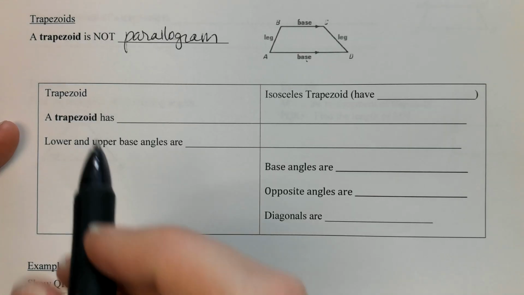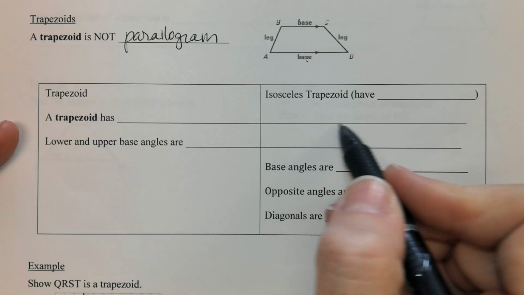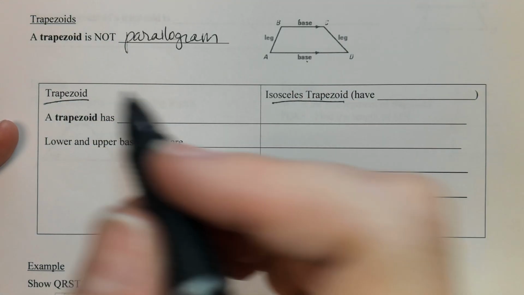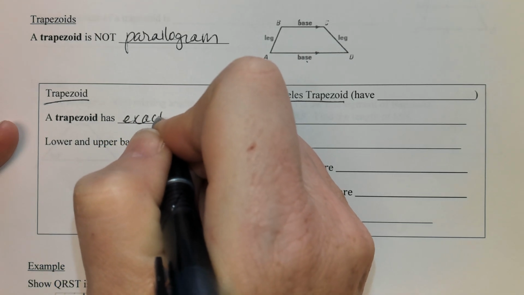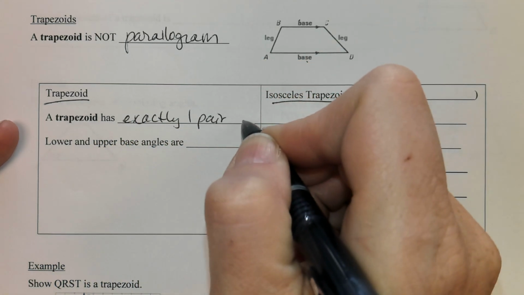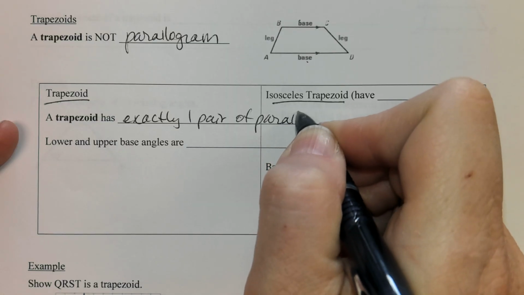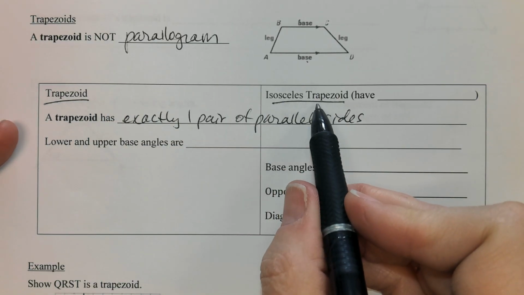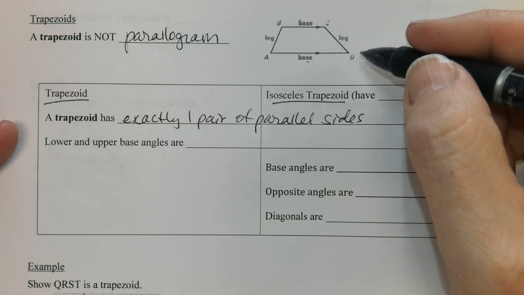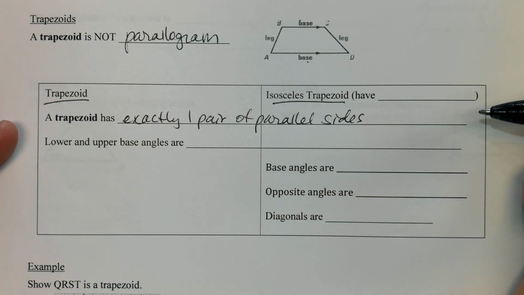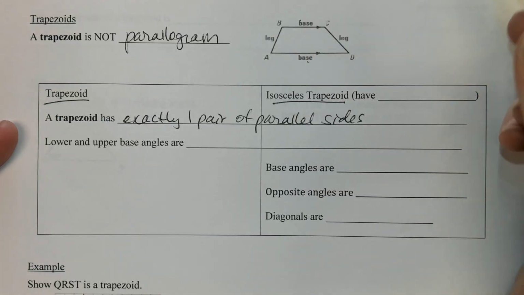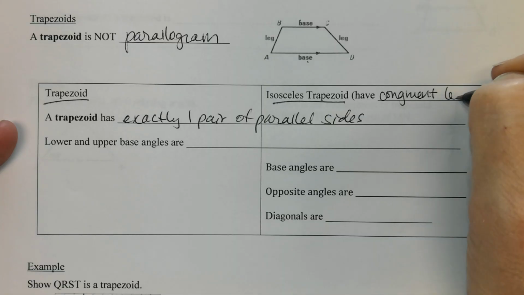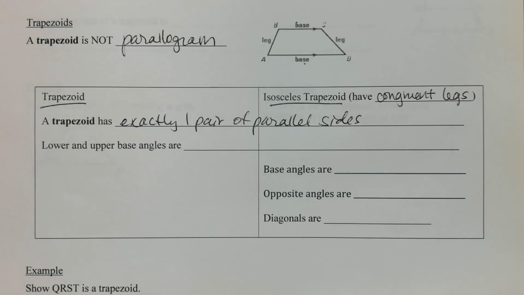What makes a trapezoid is this line right here, and it goes through both boxes because it's true for both trapezoids and isosceles trapezoids. A trapezoid has exactly one pair of parallel sides. The difference between a trapezoid and an isosceles trapezoid, if you remember, is that the word isosceles just means that it has two sides equal. We had that in triangles. So here our two sides would be the legs. They have congruent legs. Essentially it has two sides equal.